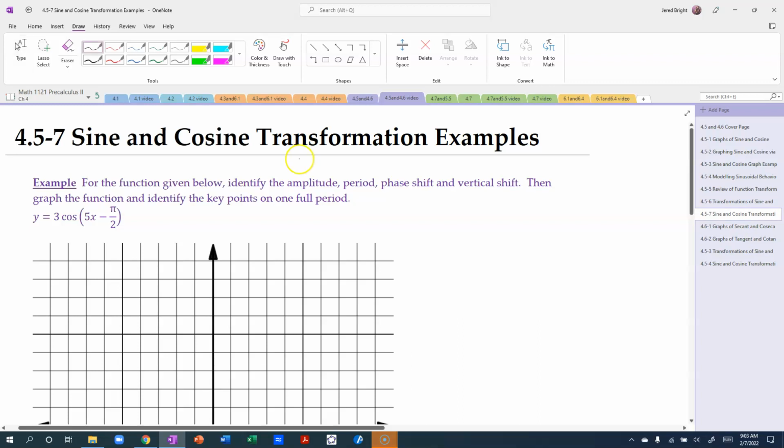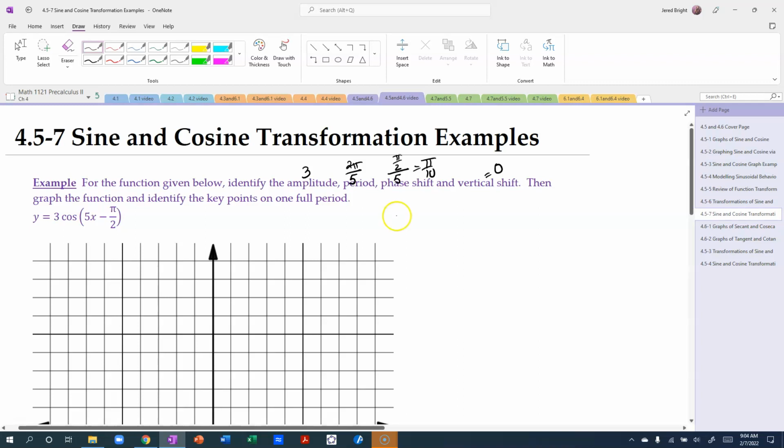We can identify: amplitude is 3, period is 2 pi over b, which is 5, and then phase shift is c over b. c is pi over 2, and it's negative, so that's good. I don't need to include a negative. Divide by b, which is 5, so this is pi over 10, and vertical shift here is 0. So I have the key pieces of information.